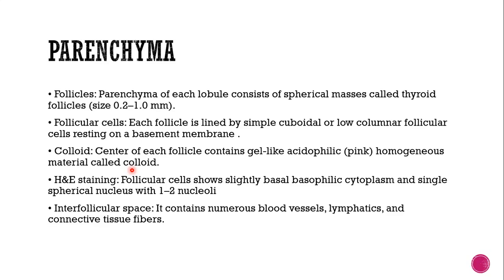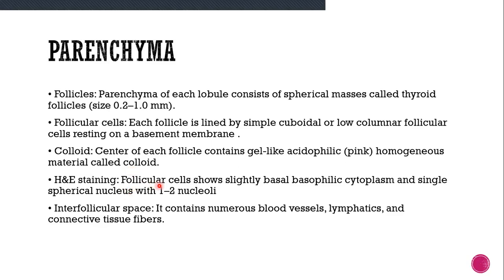Once it is manufactured, the follicular cells exocytose it into the follicular cavity, where that thyroglobulin will be iodinated to form iodinated thyroglobulin, which is the colloid. Under H&E staining, the follicular cells usually show slightly basophilic cytoplasm and a single spherical nucleus with 1 to 2 nucleoli, showing you that they manufacture very many ribosomes. The interfollicular space usually contains numerous blood vessels, lymphatics, and connective tissue fibers.